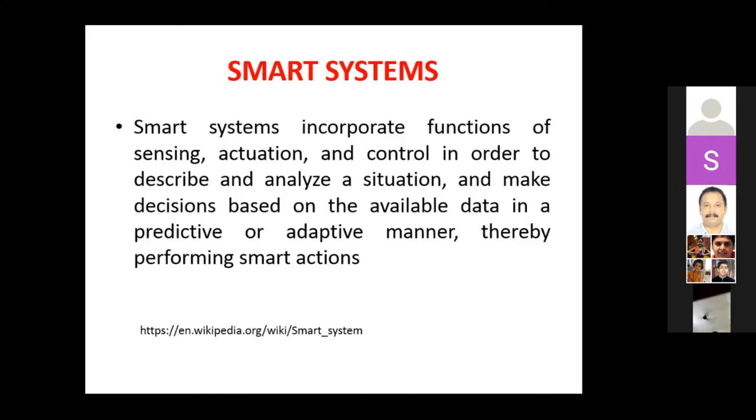So smart systems incorporate functions of sensing, actuation, and control in order to describe and analyze a situation and make decisions based on the available data in a predictive or adaptive manner, thereby performing smart actions. So once something is sensed, based on that, the action should be initiated. The actuators will help to initiate those actions based on the sensing functions. That is the role smart systems can play in the near future.